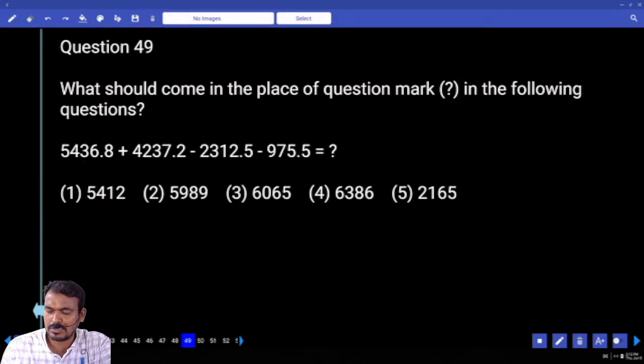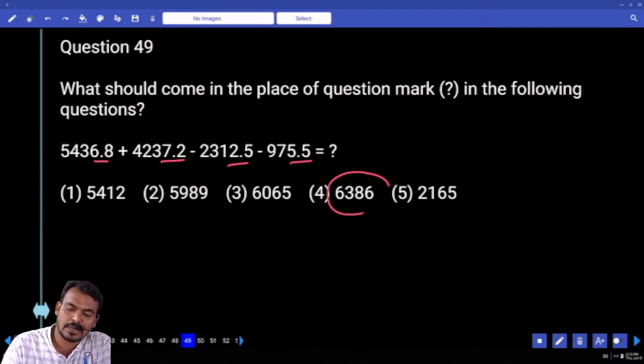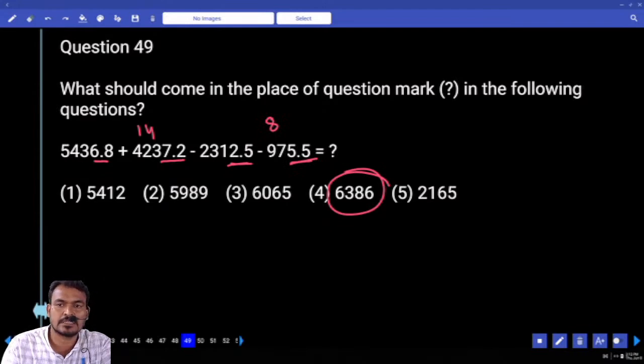Next question number 49. Use the last two digits, calculate the last two digits of every value. 6.8 plus 7.2, 1400. 14 minus 800, end with 6. How many options end with 6? Only 100. 6.8 plus 7.2 is 14. 2 and half plus 5 and half is 800. 14 minus 8 is 600. End with 6, only 100.